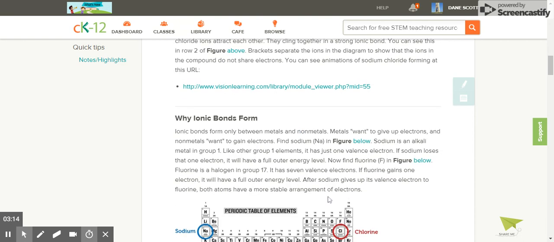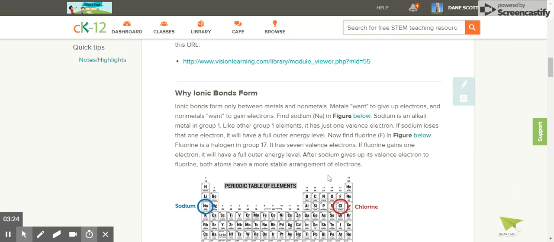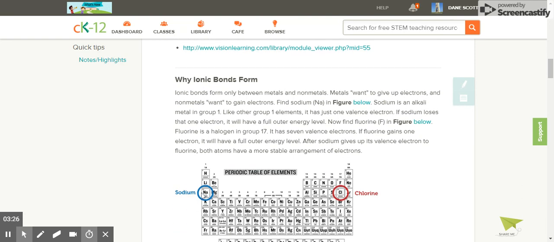Ionic bonds form only between metals and nonmetals. Metals want to give up electrons, and nonmetals want to gain electrons. Find sodium in the figure below, right here. Sodium is an alkali metal in group 1. Like other group 1 elements, it has just one valence electron. If sodium loses that one electron, it will have a full outer energy level.